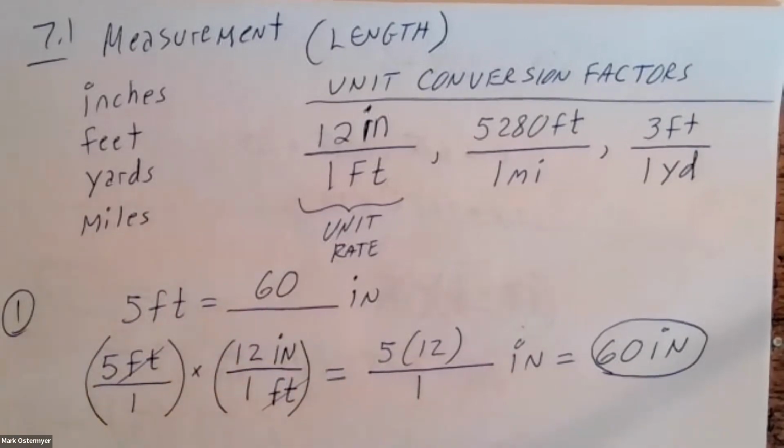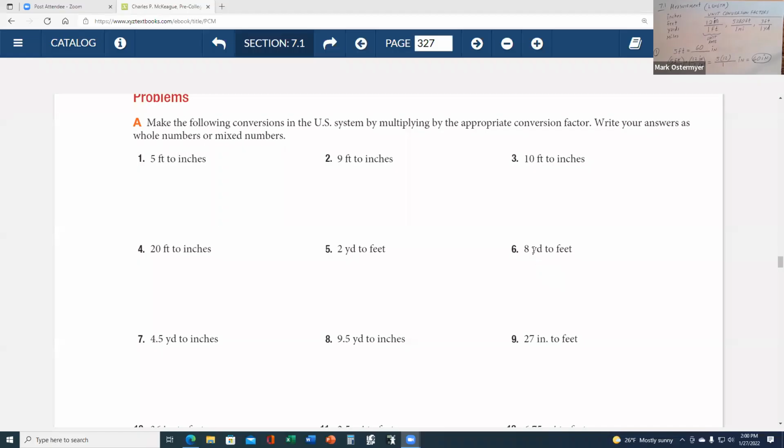Let's try another one, okay? Any questions about that one there? All right. Suppose we want to go backwards. We want to convert 10 feet to inches. Number 3, 10 feet is equal to how many inches? So we want to go from 10 feet to so many inches.